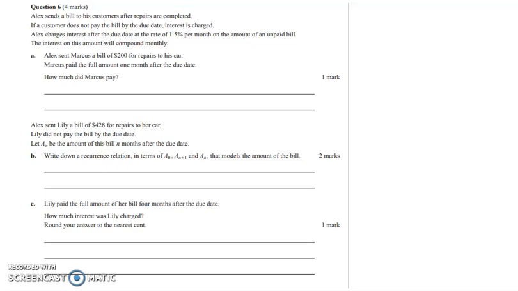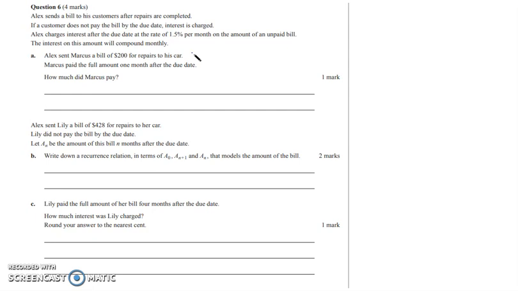Hi there, this is a question from the 2017 Exam 2. This is from the core section in the recursion and financial modelling part of it. It is question 6. Alex sends a bill to his customers after repairs are completed.